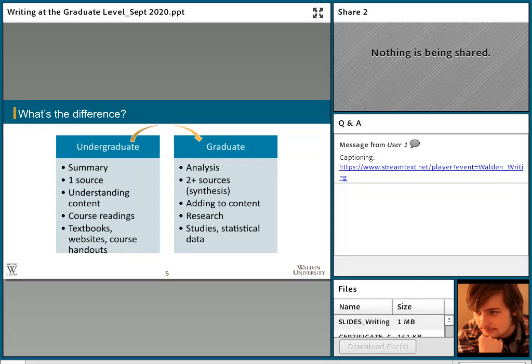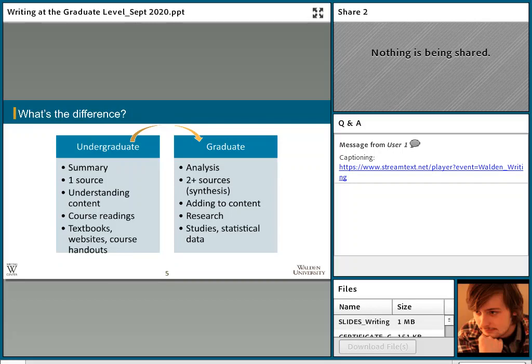In undergraduate writing, you're often going to be dealing with course readings. In graduate writing, oftentimes this is going to be on you to supply the research that develops the point you're making. Okay, so again, it's that step away from being provided what you need to form an idea into needing to go find what you need to inform and support the ideas that you're working with. In undergraduate writing, you're often going to be working with textbooks, websites, course handouts that are used as your supporting documents.